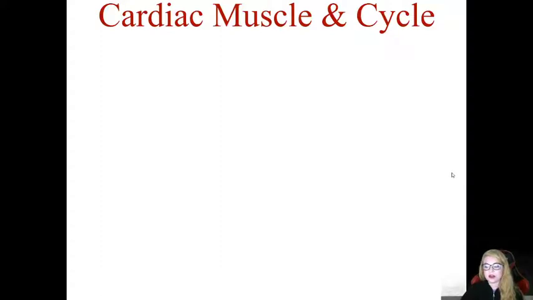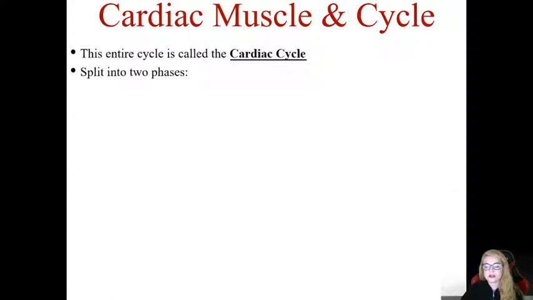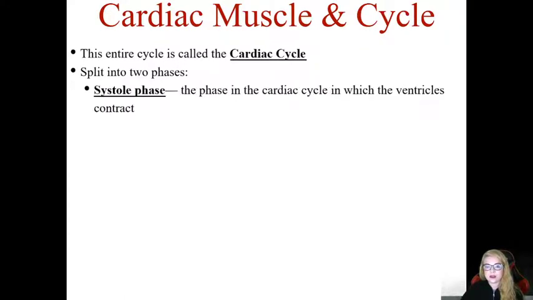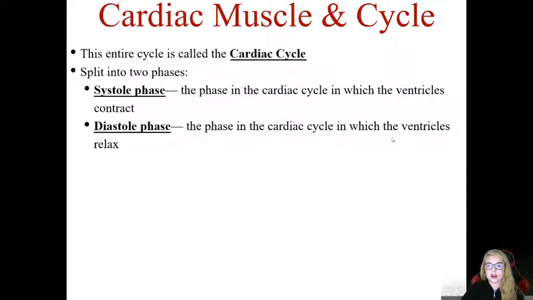Okay, so this entire cardiac cycle is actually split into two phases. The first being the systole phase, and the second being the diastole phase. So the systole phase is the phase in the cardiac cycle in which the ventricles are contracted, while the diastole phase is the phase in the cardiac cycle in which the ventricles are relaxed. All right, and if these two words look or sound somewhat familiar to you, this has to do with blood pressure.